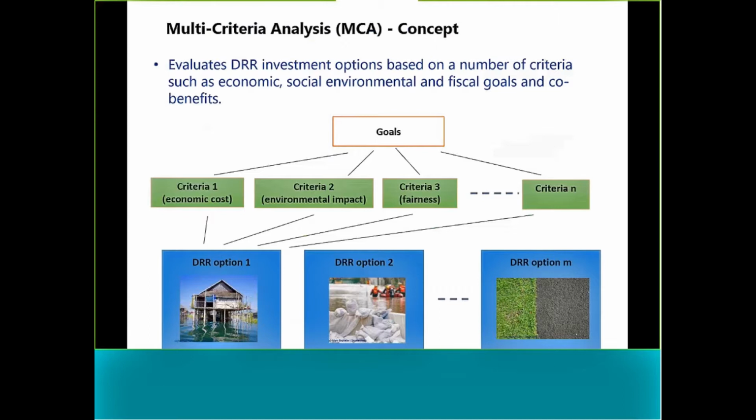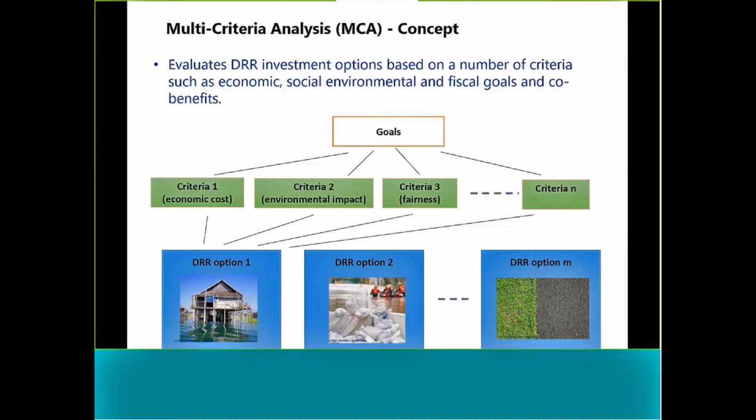In multi-criteria analysis, a decision maker or a group of stakeholders must first define what's called decision criteria. This is what you see in the green. For example, stakeholders may think economic cost is important, environmental impact is important, fairness is important in evaluating disaster risk reduction investment options. Once we clarify these decision criteria, we evaluate each investment option, for example, raising a house on a plinth, sandbags, permeable surface, and so forth. We evaluate these investment options according to each of these criteria.